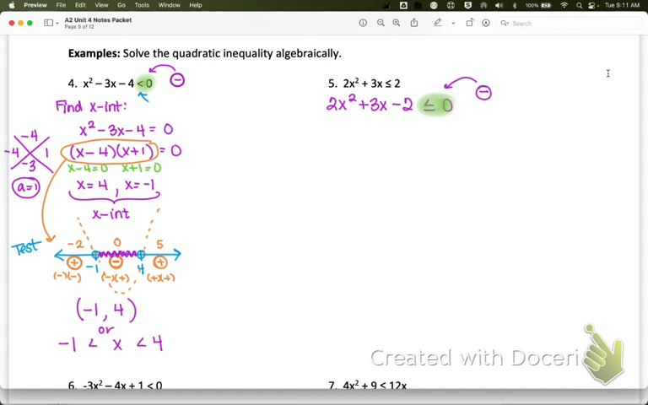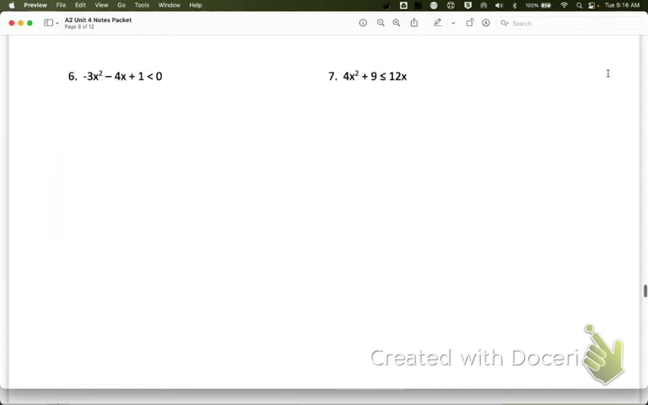Now, let's look at one more that is not factorable because I want to show you one that's a little bit tricky. So let's look at number 6. Number 6 gives us an equation that is not factorable, unfortunately. But we can still go ahead. If I look at this, it's already compared to 0. That's what we want, okay?